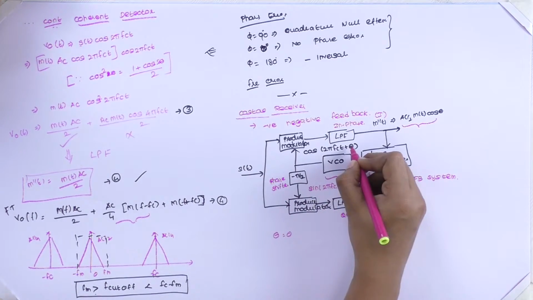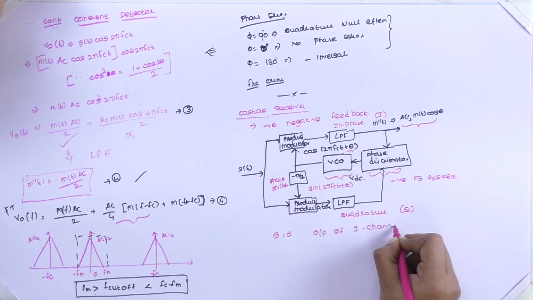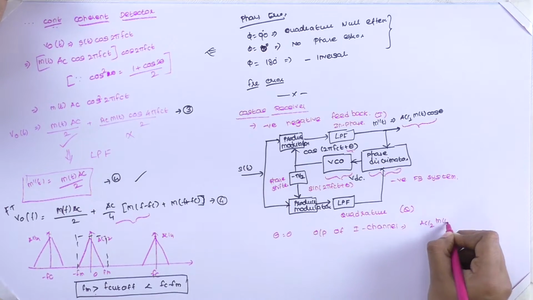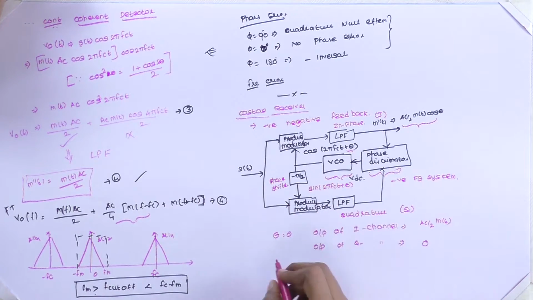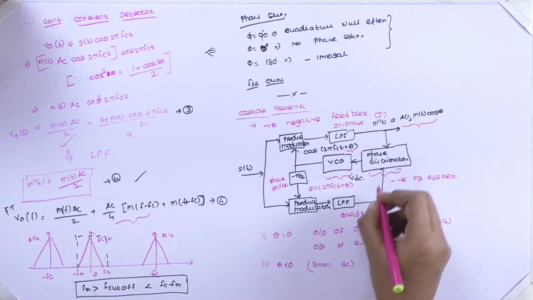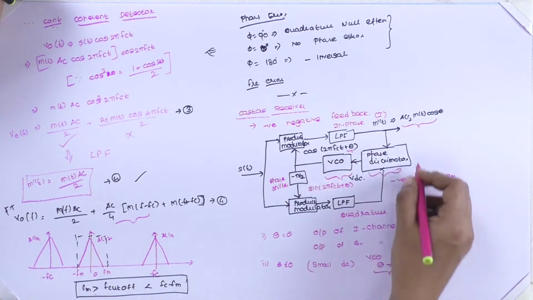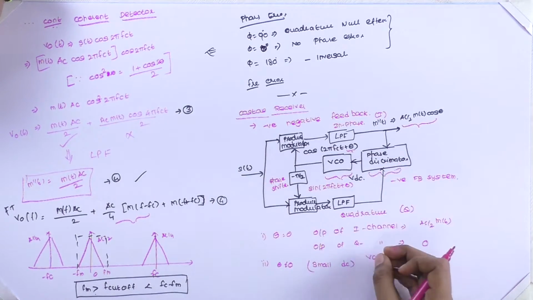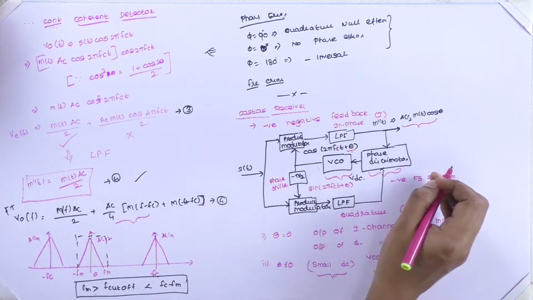When theta is equal to 0, the output of the I channel will become A_c/2 times m(t). The output of the Q channel will become 0, because sin 0 is 0. In the second condition, when the phase is not equal to 0 but we have a small value of DC signal, it will be eliminated by the phase discriminator. Therefore, the operating point of the VCO is always maintained at phi equal to 0. Whenever it goes greater than or less than 0, the phase discriminator comes into play, eliminates the small DC variations, and tries to maintain the local oscillator carrier frequency with respect to that of the transmitter side.